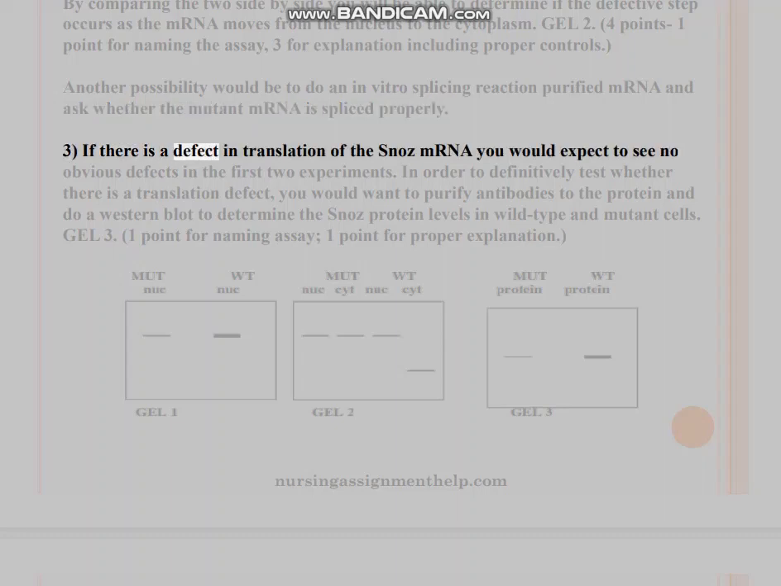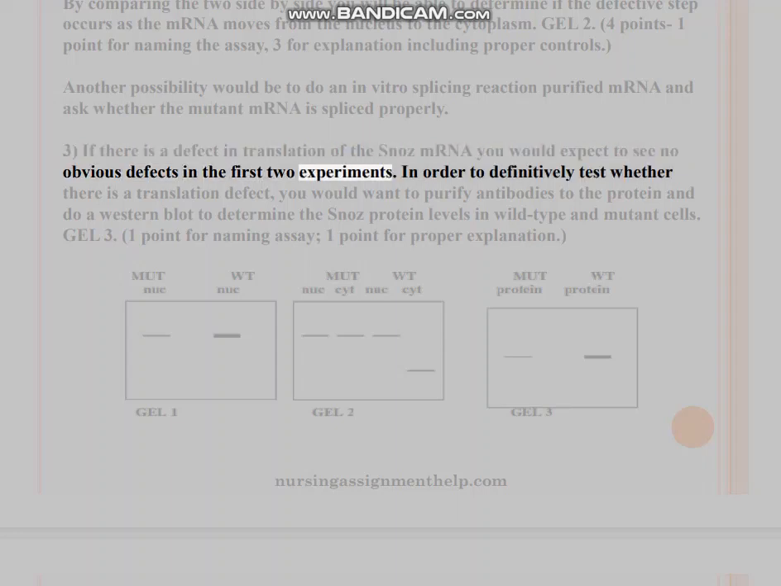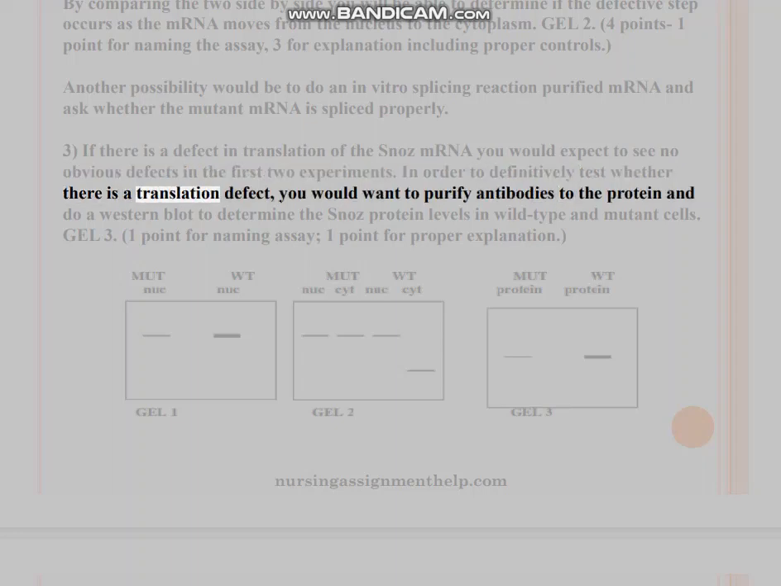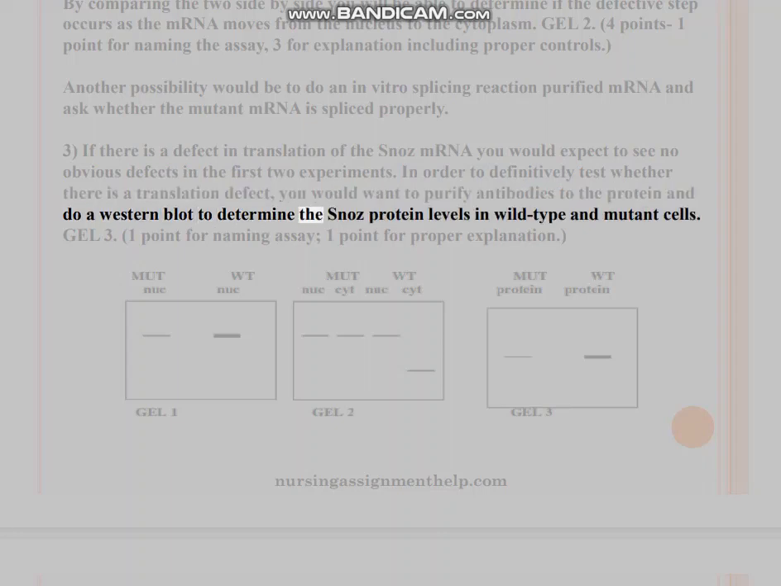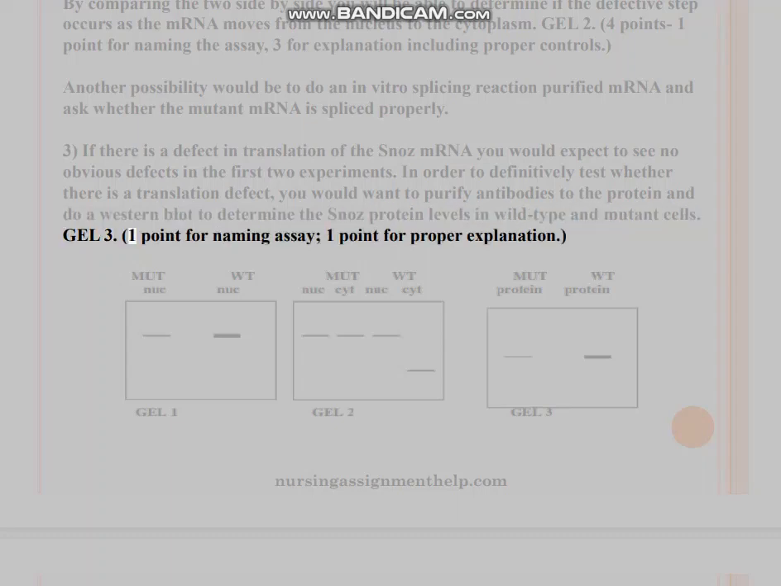3. If there is a defect in translation of the SNOZ mRNA, you would expect to see no obvious defects in the first 2 experiments. In order to definitively test whether there is a translation defect, you would want to purify antibodies to the protein and do a Western blot to determine the SNOZ protein levels in wild-type and mutant cells. Gel 3. 1 point for naming assay, 1 point for proper explanation.